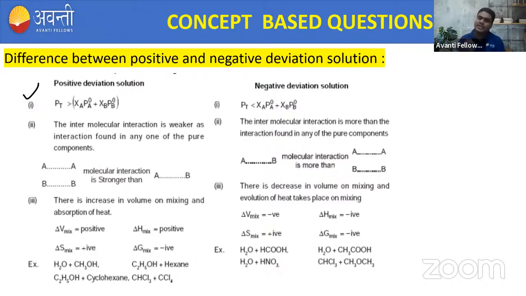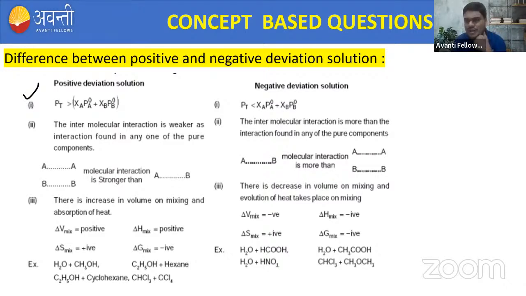Now, why is the total pressure greater than this? Is there any reason behind this? Obviously, there is a reason behind this. Without reason, nothing can happen, right? Everything has some reasons, right? So why does the total pressure in positive deviation come out to be more? Total pressure coming out more means what? If I'm talking about more pressure, it means more vapor.